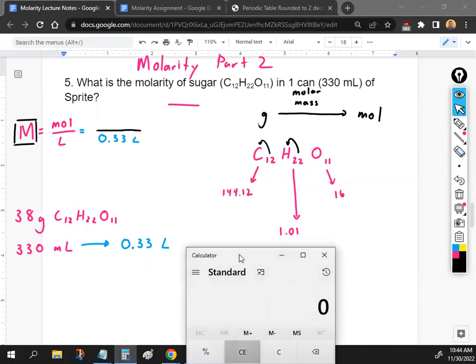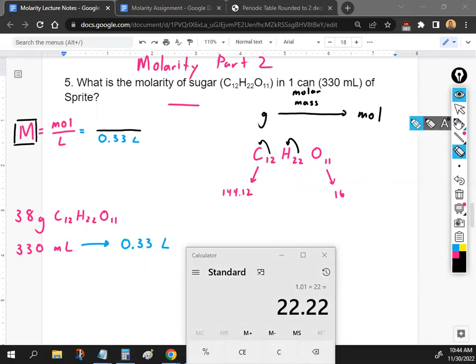So all we've got to do is 1.01 times 22. That'll give us 22.22. So all of the hydrogens are going to weigh 22.22. And we'll be adding these numbers up. And then last but not least, we've got oxygen, which is 16, and there are 11 of them. So that's going to be 176. So if we put all those numbers together, that's going to give us the molar mass of sugar.